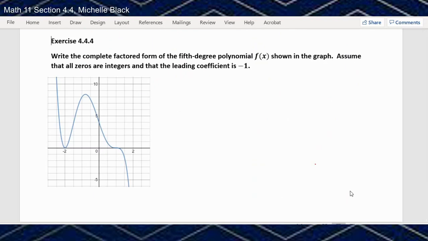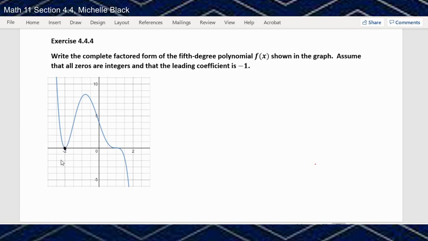Problem 4. Write the complete factored form of the fifth degree polynomial f of x shown in the graph. Assume that all zeros are integers and that the leading coefficient is negative 1. So for complete factored form, we have to know where our zeros are. And remember, zeros happen when y equals 0, or where you touch or cross the x-axis.